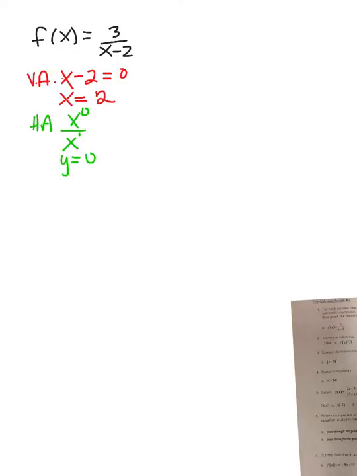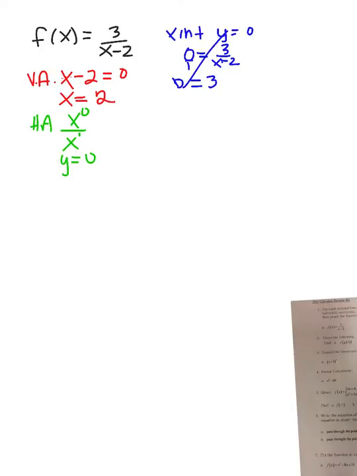Okay, so now let's try to find our x and y intercept. So our x-intercept is when y is equal to 0. So I have 0 is equal to 3 over x minus 2. Put that 0 over 1 and cross multiply. So 0 times x minus 2 is just 0 equals 3. So that doesn't make sense. So that means there's no x-intercept.